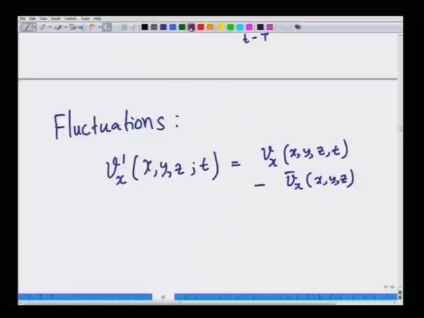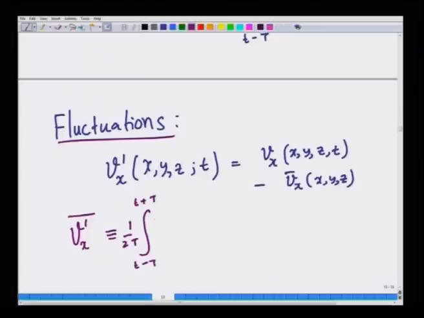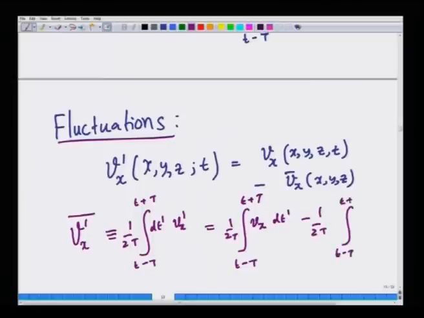By definition, if I take the time average of the fluctuating velocity, this is 1 over 2T, integral from t minus T to t plus T, dt prime Vx prime. This is the integral from t minus T to t plus T of Vx dt prime, minus 1 over 2T, integral from t minus T to t plus T of v bar x dt prime. But v bar x is independent of time because it is a constant, we have assumed that.